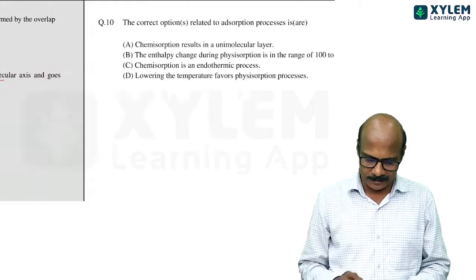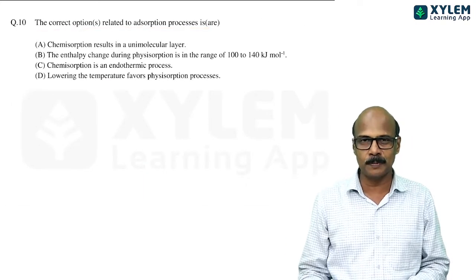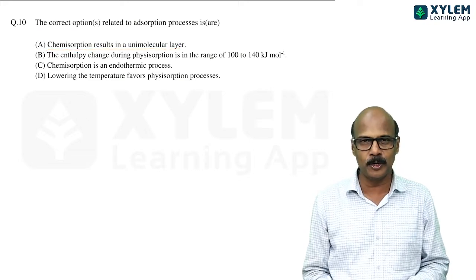Now let me go to the next question. The correct option related to the adsorption process is: chemisorption results in a unimolecular layer.